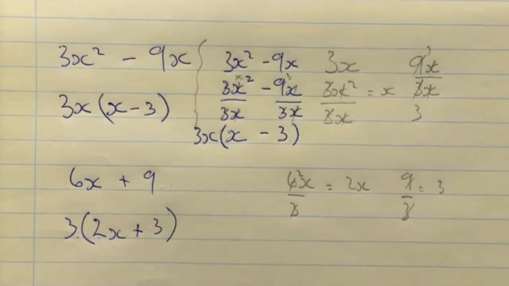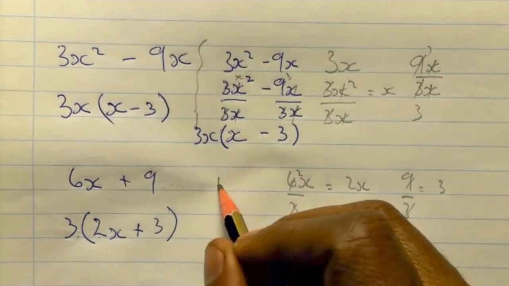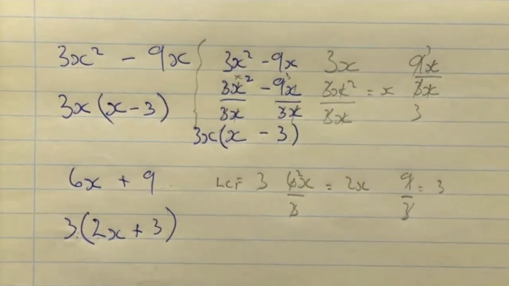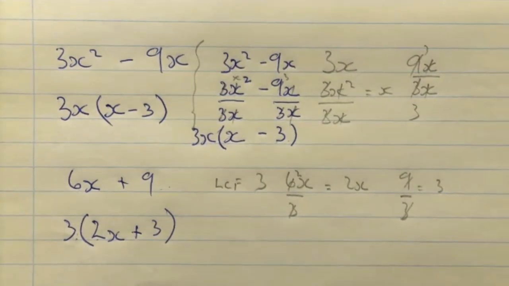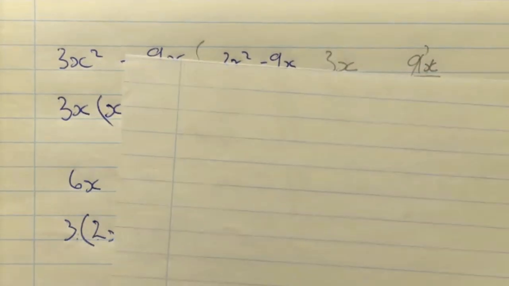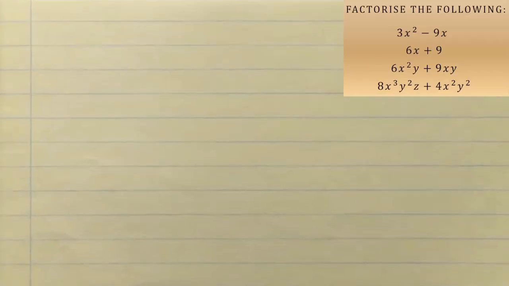But don't forget your LCF. LCF, LCD is 3. Right, remember? Yeah, these ones you were okay. Then it started to get busy with these ones, isn't it? So what were the other ones?